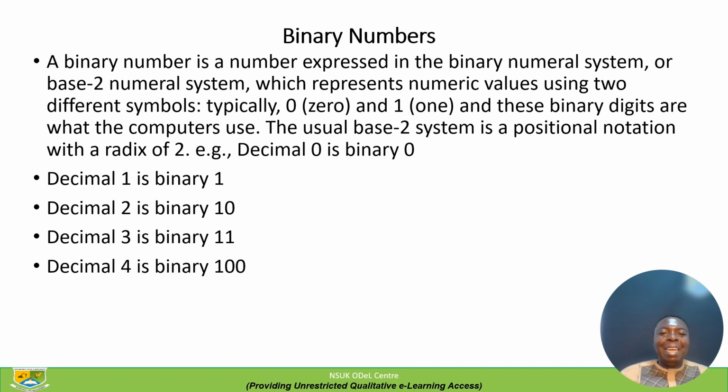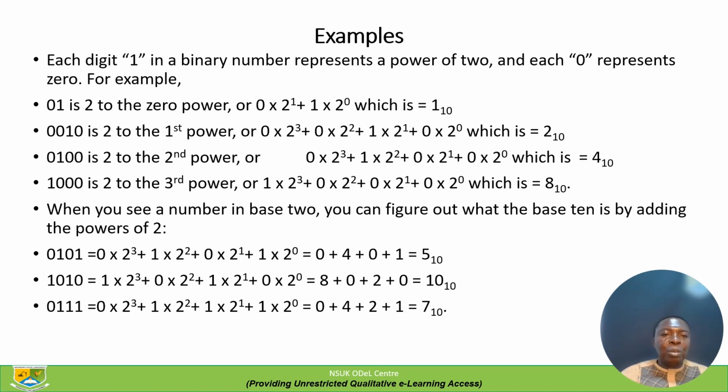So when we say decimal 0 is binary 0, we can equally say that decimal 1 is binary 1. However, decimal 2 is binary 10. Decimal 3 is binary 11. Decimal 4 is binary 100, and so on and so forth. Each digit 1 in a binary number represents a power of 2, and each 0 represents 0. For example, 01 is 0 times 2 to the power of 1 plus 1 times 2 to the power of 0, which is equal to 1 in base 10.